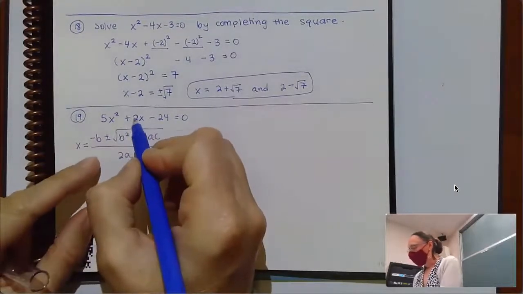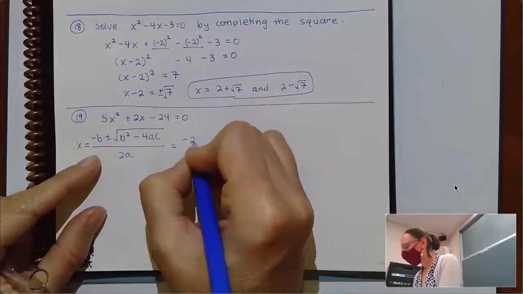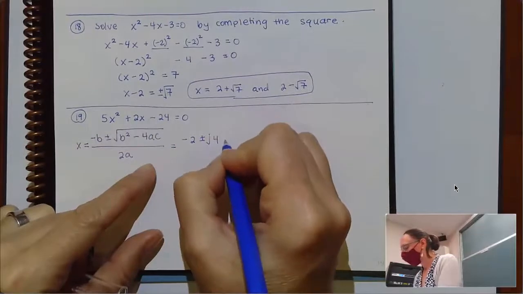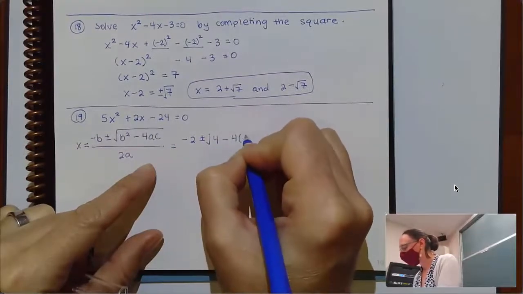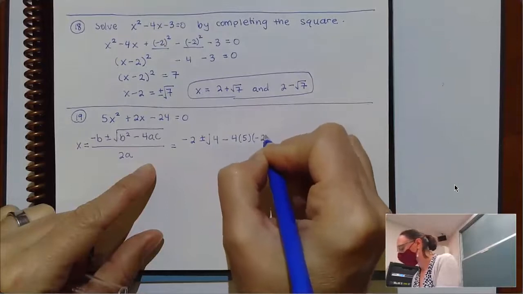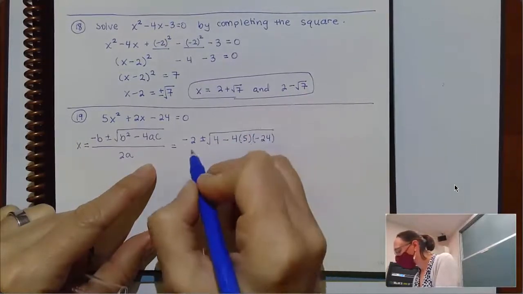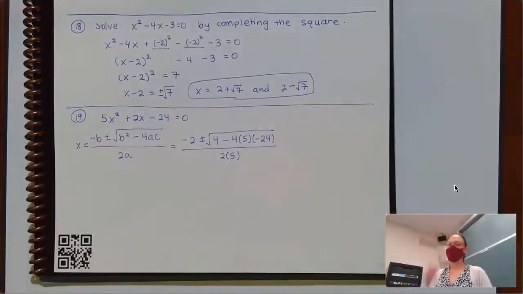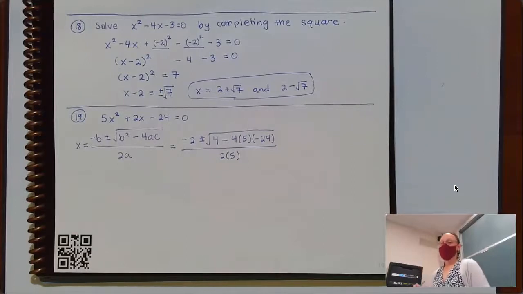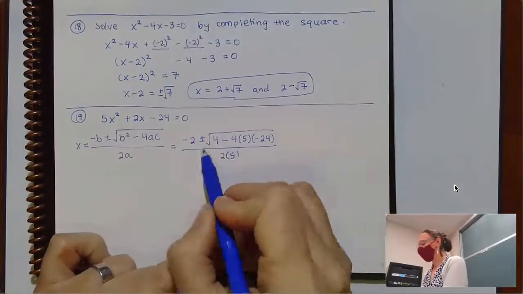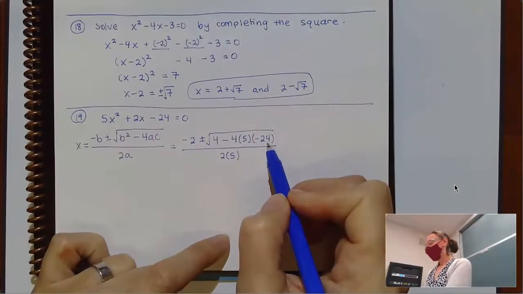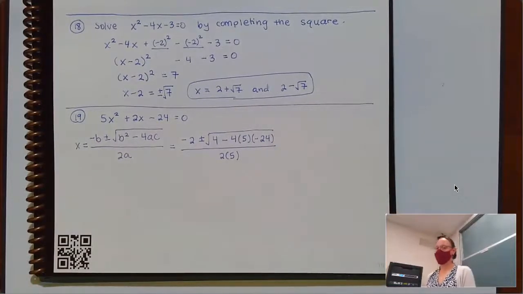So b here is 2. So I'm going to end up with -2 plus or minus the square root. 2 squared is 4 minus 4 times 5 times -24. All divided by 2 times 5. You don't get to quit yet because you do need to deal with what is under the square root. So I'm going to kind of come off to the side and deal with the numbers for a second.